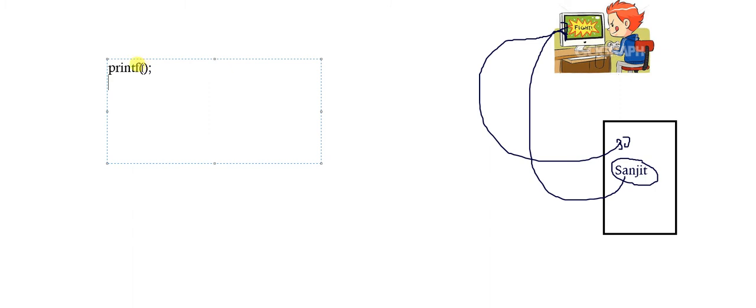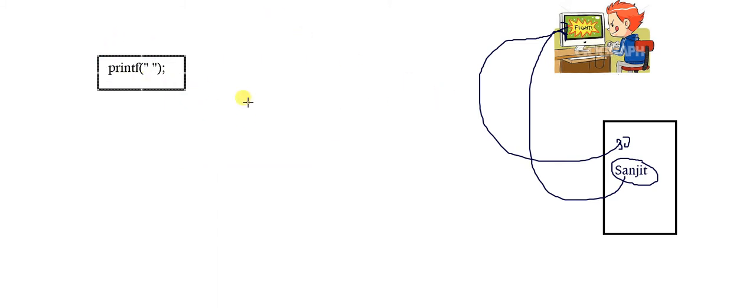So this printf function works like this: whatever you write inside these brackets, Dennis Ritchie made the C program in such a way that whatever you insert inside will be displayed on your screen. See how magical it is, right? If you want to display your name, you simply write printf, asking it to print whatever is inside on the computer screen. So I want to print Sanjit.